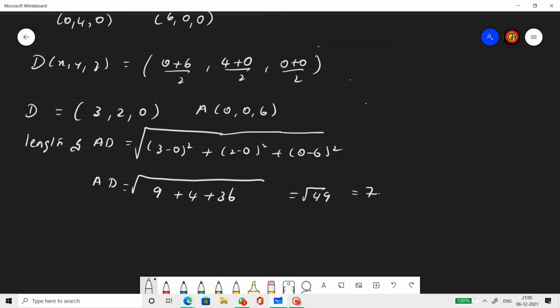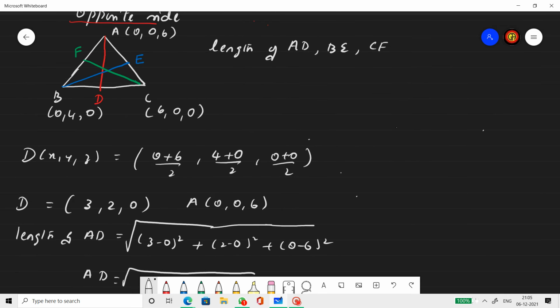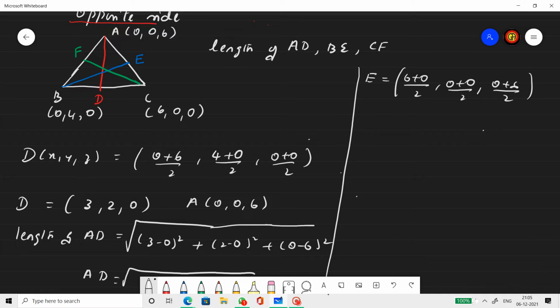Like that you have to find the length of the other medians also. So find the midpoint E. So E point will be (0 plus 6 by 2, 0 plus 0 by 2, 0 plus 6 by 2). So we get E's coordinate as (3, 0, 3). Now take the distance between B, which is (0, 4, 0), to E, which is (3, 0, 3).